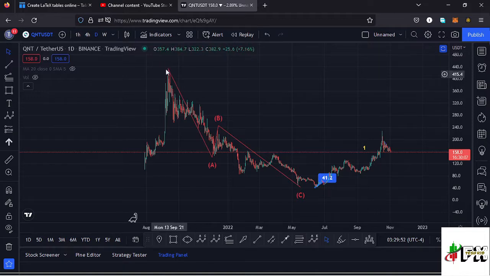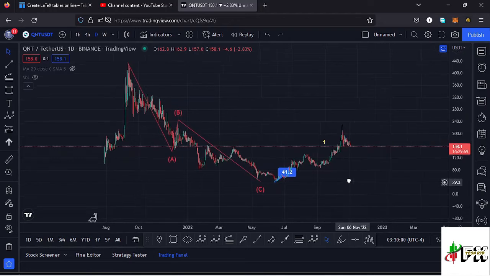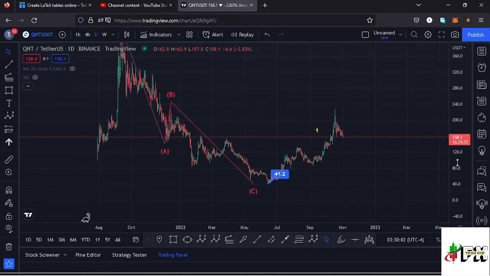I'll kickstart the video by giving a brief of what has been happening on this chart. Quant, from the all-time high, has been seeing no prices in this massive ABC corrective movement, which has now taken us back to around the $41.2 mark, and after making that low we are seeing a bit of a bounce to the upper side.